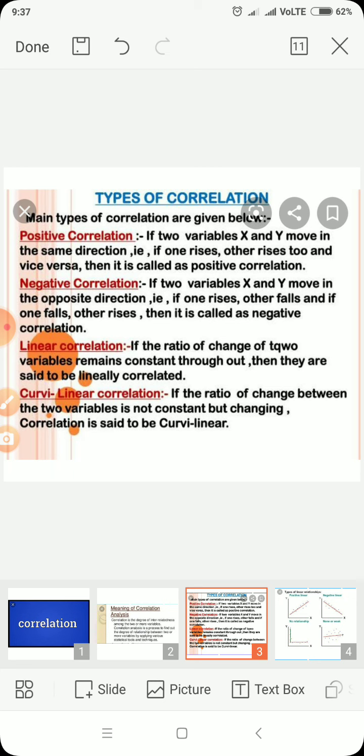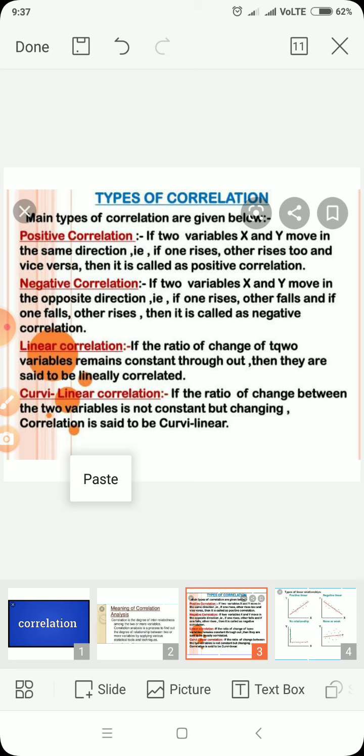Then we have negative correlation. Again, two variables move in the opposite direction. Opposite direction means if one is showing an increase, the other one is showing a decrease. Or if y commodity is showing an increase, then x will show a decrease. Clear? So they are going opposite. That correlation is termed as a negative correlation.